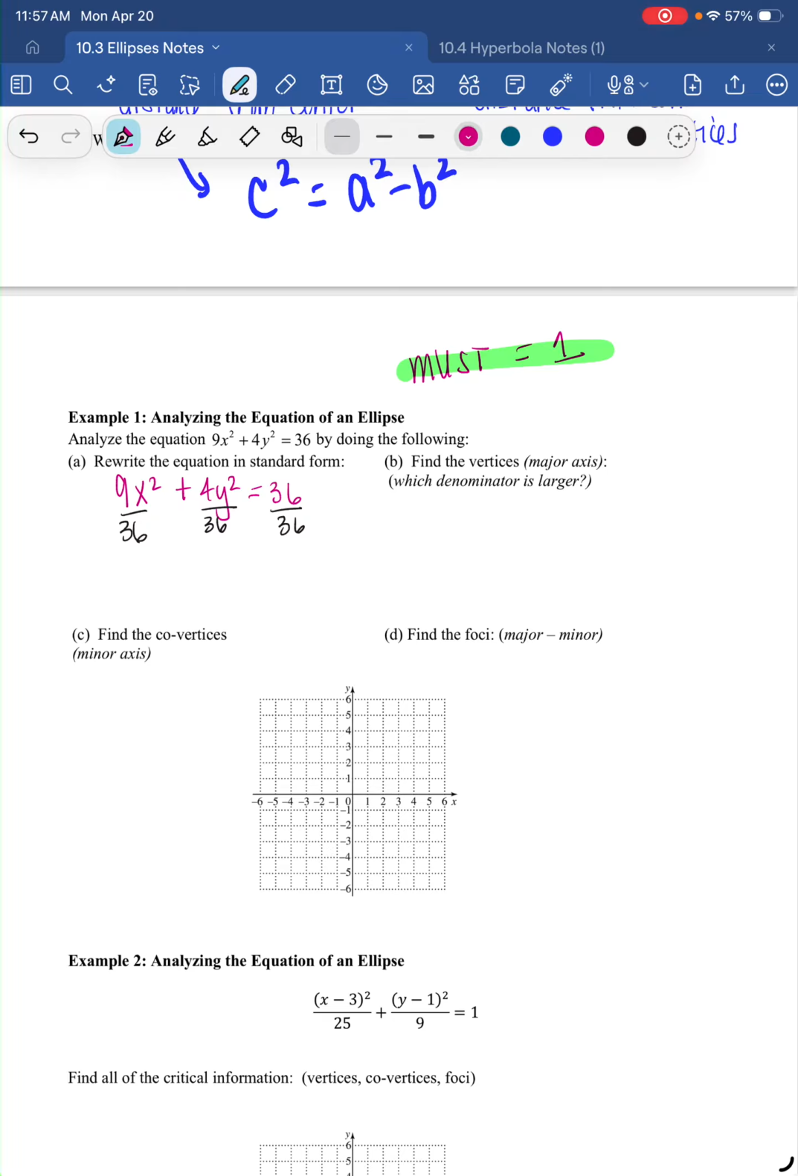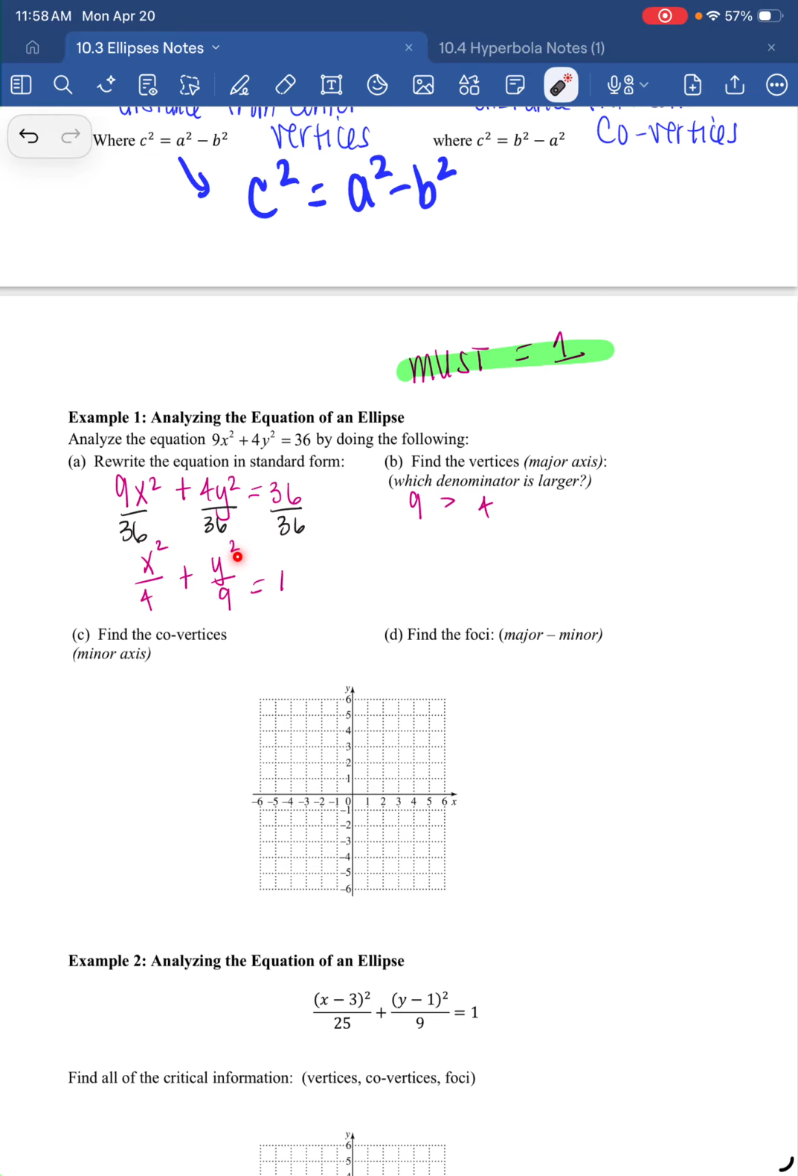Okay, and so I'm going to write that as x squared over 4 plus y squared over 9, and that's going to equal 1. All right, so I don't really necessarily worry about what's A, what's B, etc. Which denominator is larger? So last I checked, 9 is greater than 4. I think we can agree with that.